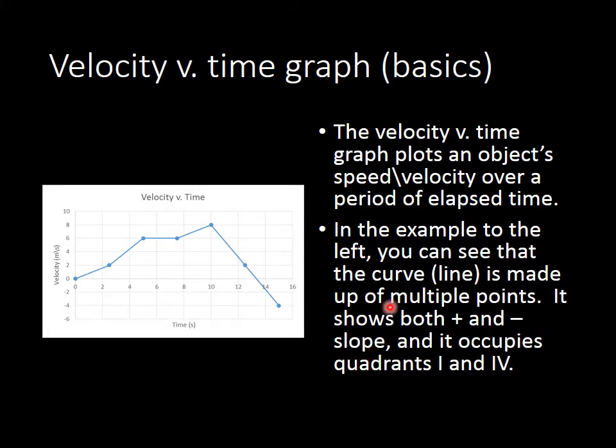Today we're looking at velocity versus time graphs, and so when we look at it, we're going to see that velocity is on the y-axis as the dependent variable, and time is on the x-axis as the independent variable. The velocity versus time graph plots object speed or velocity over some period of elapsed time. In this example, you can see that the curve, which is just a big fancy name for the line that makes up the graph, is made up of multiple points. It shows both positive slope and negative slope, and that it occupies quadrant 1 and quadrant 4.